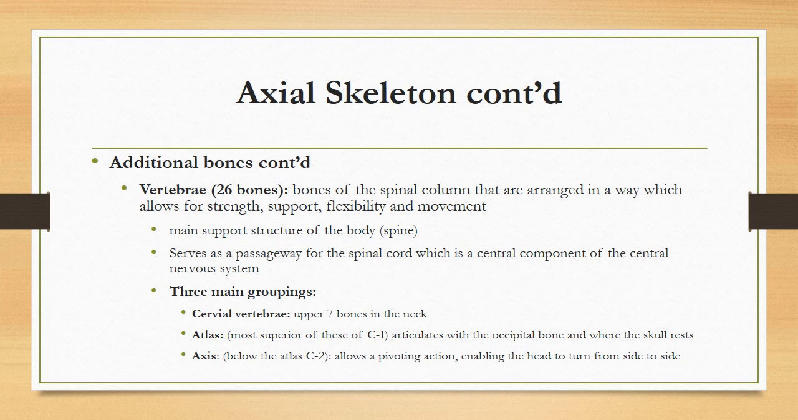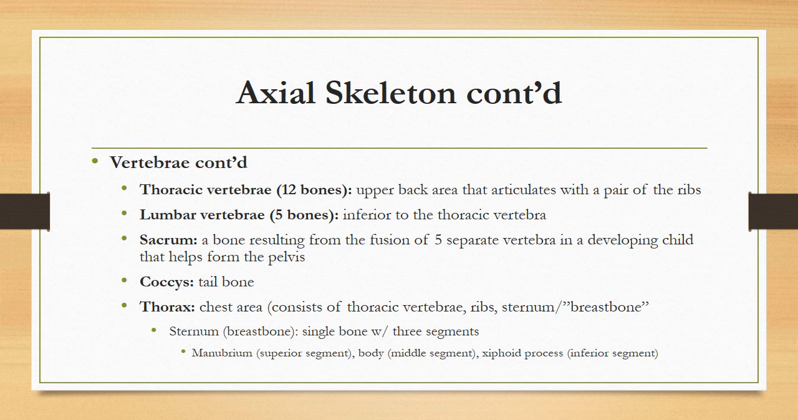And your axis is below the atlas, C2. These vertebrae allow a pivoting action, enabling the head to turn from side to side. So it's when you're bobbing your head, dancing side to side. We'll continue to talk about the vertebrae, which is the thoracic vertebrae. It's 12 bones, and it's the upper back area that articulates with the pairs of ribs. Your lumbar, 5 bones, is inferior to your thoracic vertebrae. Your sacrum, a bone resulting from the fusion of 5 separate vertebrae in a developing child, helps form the pelvis. Your coccyx, tailbone, interesting.